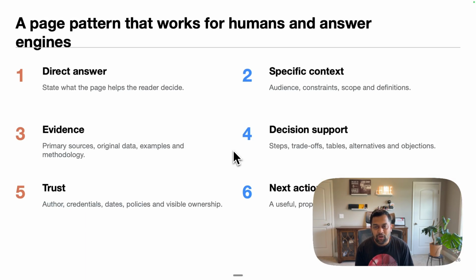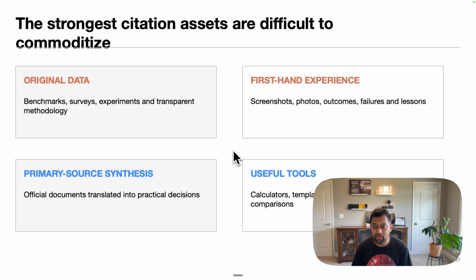A page pattern that works for humans and answer engines, right? Support important claims. There's no universal, ideal paragraph length. Be direct, be specific, provide evidence, decisions, and trustworthiness and authoritativeness. The strongest citation assets are difficult to commoditize. So original data always beats it. If you have first-hand experience such as screenshots, photos, outcomes, make use of that. Primary sources are always good, and useful tools like calculators, templates, and checklists are also important.